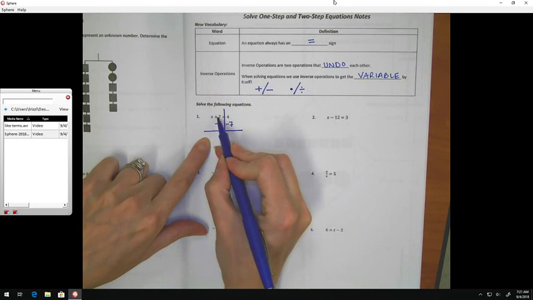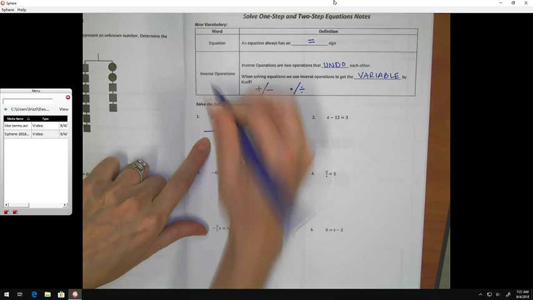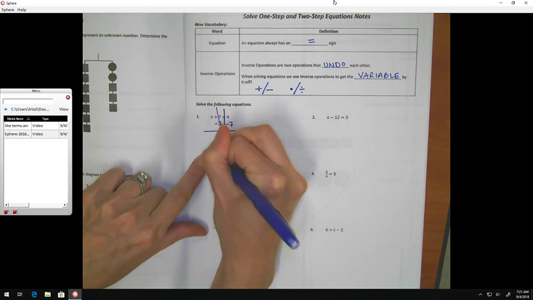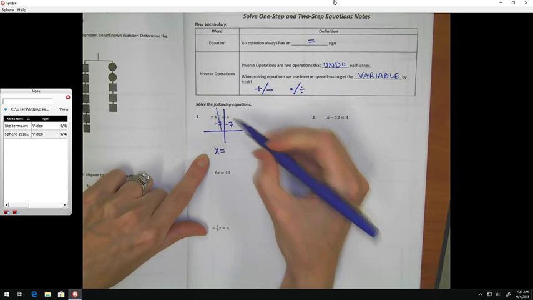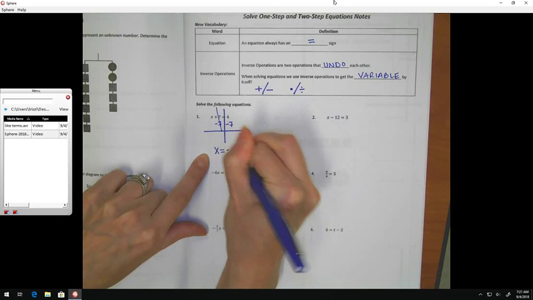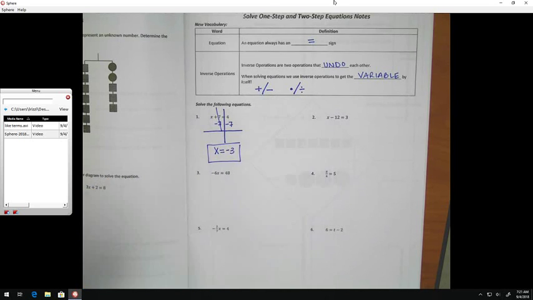Now, when you subtract a 7 over, it cancels. And now we're left with x equals. And then you just do this. What's 4 minus 7? That's negative 3. And you could use a calculator or do it by hand.